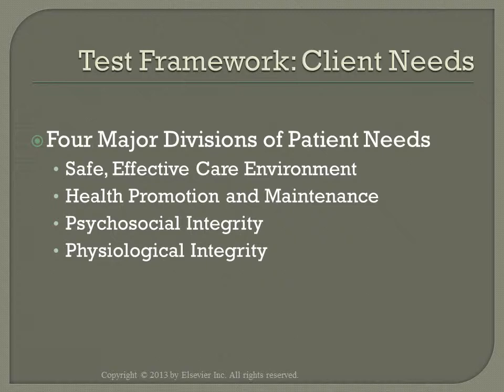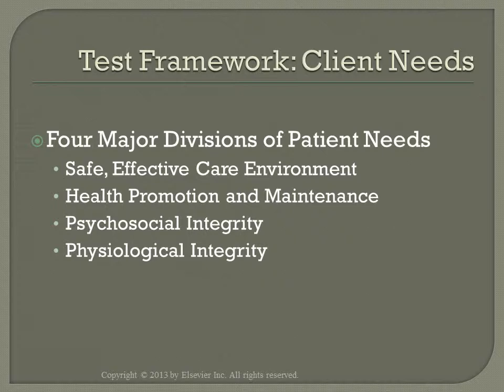And physiological integrity. There are 4 categories under this, including basic care and comfort, which will be 6 to 12% of test items. Examples would be assistive devices, elimination, hygiene, non-pharmacological pain intervention, nutrition, and sleep. Pharmacological therapies comprise 13 to 19% of test items, and examples include adverse and expected effects, administration actions, and side effects.